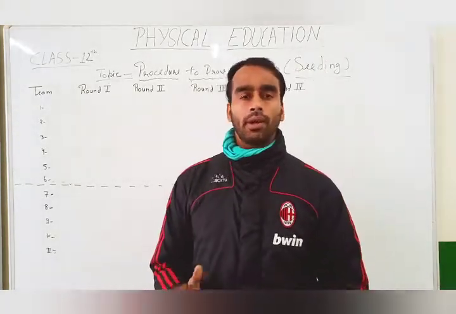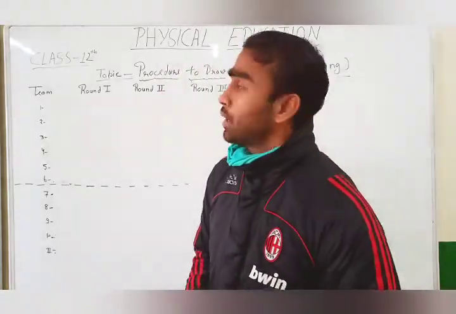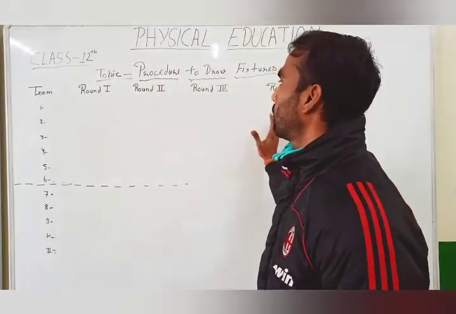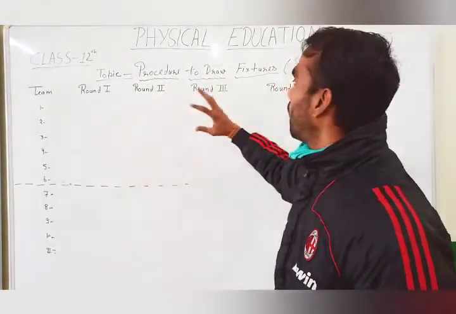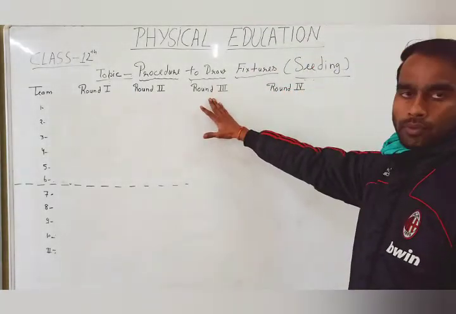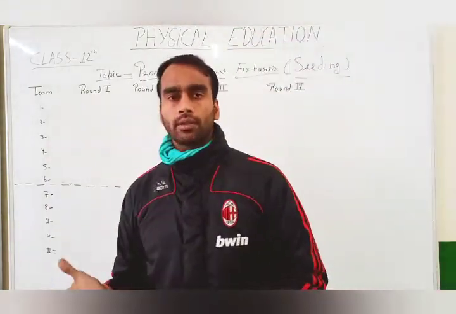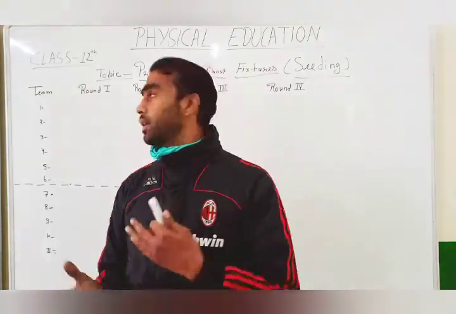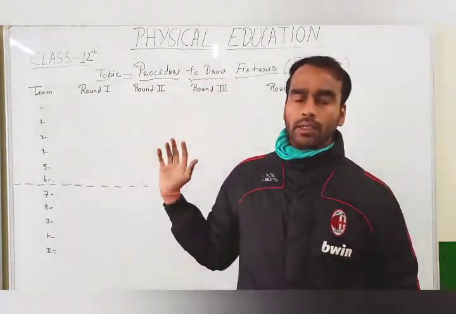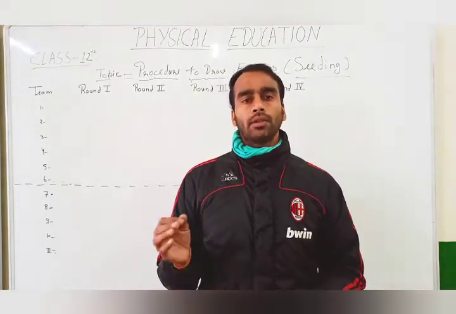Now we are giving byes and seedings. First there are 4 rounds. The first round is pre-quarter, the second round is quarter, the third round is semi-final, and the last is final. The seeded teams enter directly into the quarter-finals. In this condition we give byes in seedings.